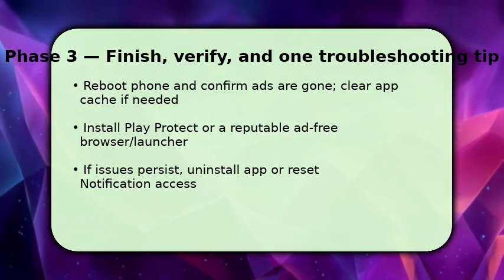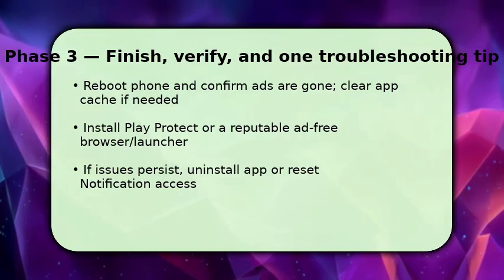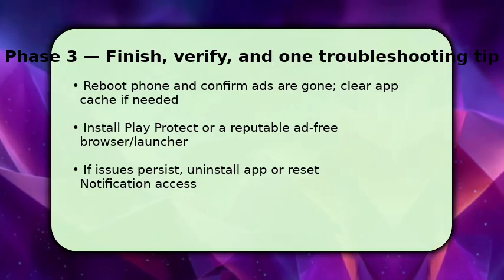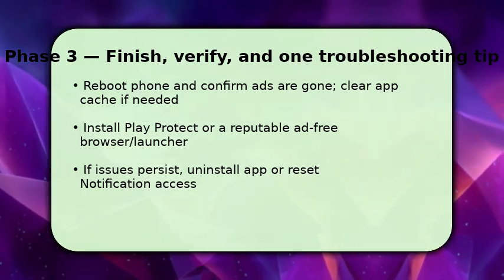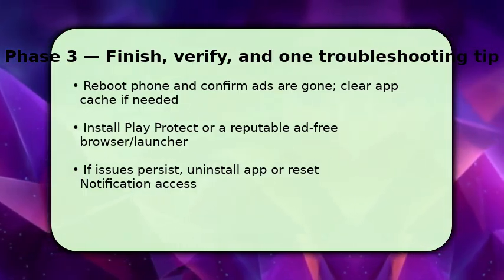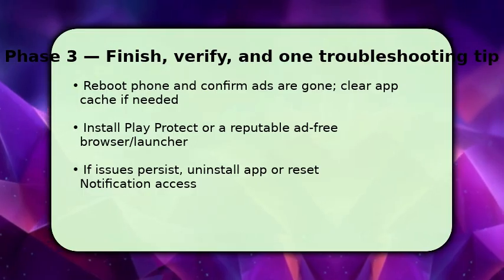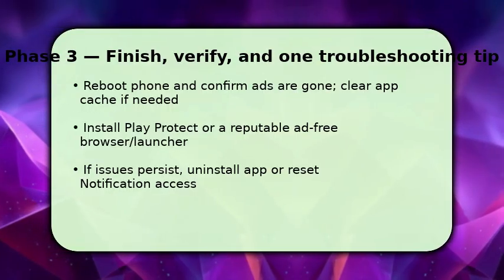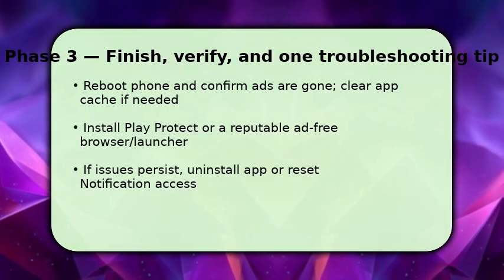You can also enable Play Protect and install an ad-free browser or launcher to block in-browser and home screen ads. If nothing works, uninstall the offending app or revoke notification access and draw over other apps. One troubleshooting tip: if ads return, check recently installed apps and revoke their permissions immediately.